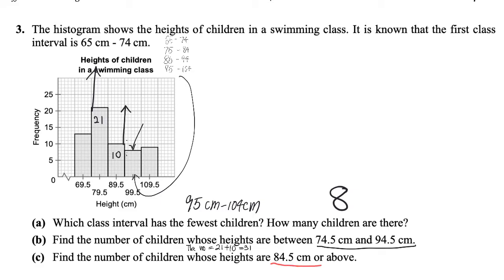C, if you want to find out 84.5 or above, that means now you consider this one, and then this one, and also this one. So here you have 10, and then for this one you have 8, and then 9. Therefore, the number here will be equal to 10 plus 8 plus 9, which is 27.